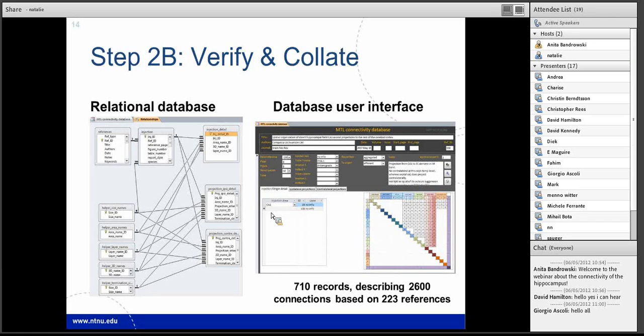In addition to brain connections, we also recorded the method for determining a connection in our database. For example, details about the tract tracing methods, like the dye and the injection methods, which were used in the paper.